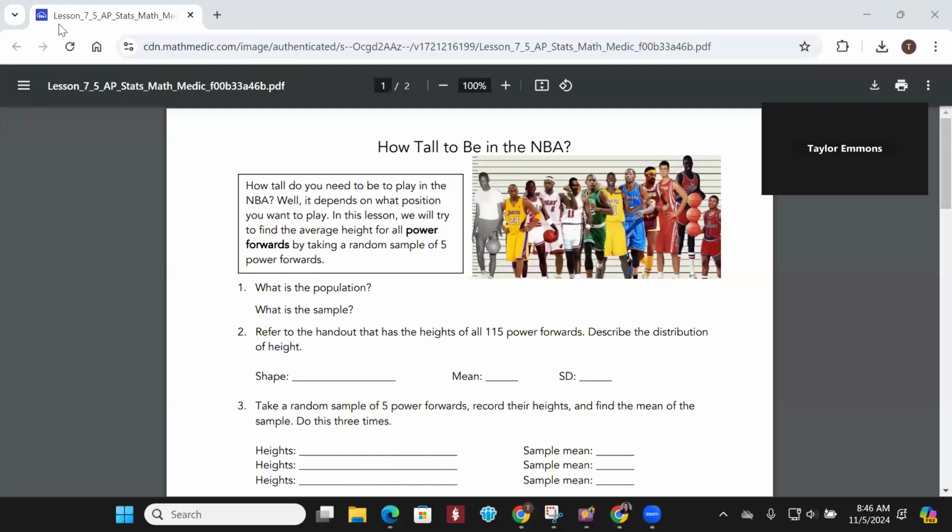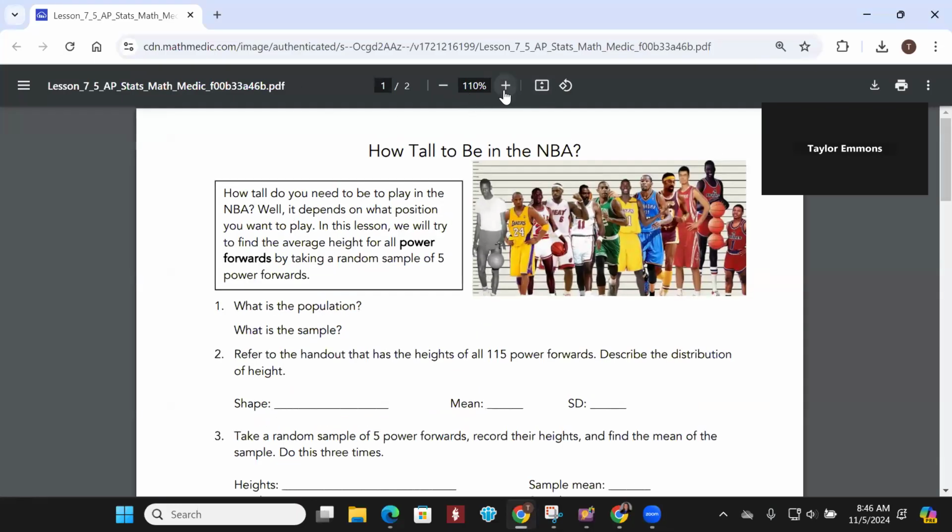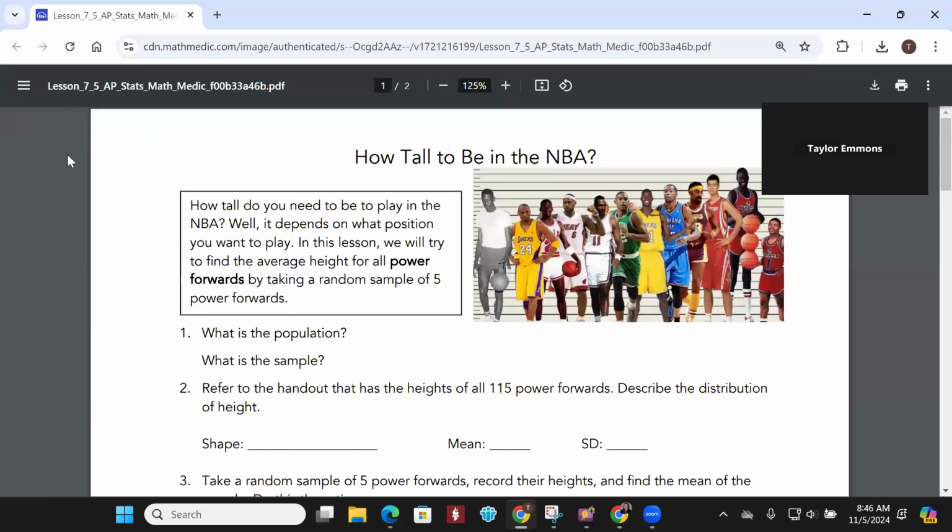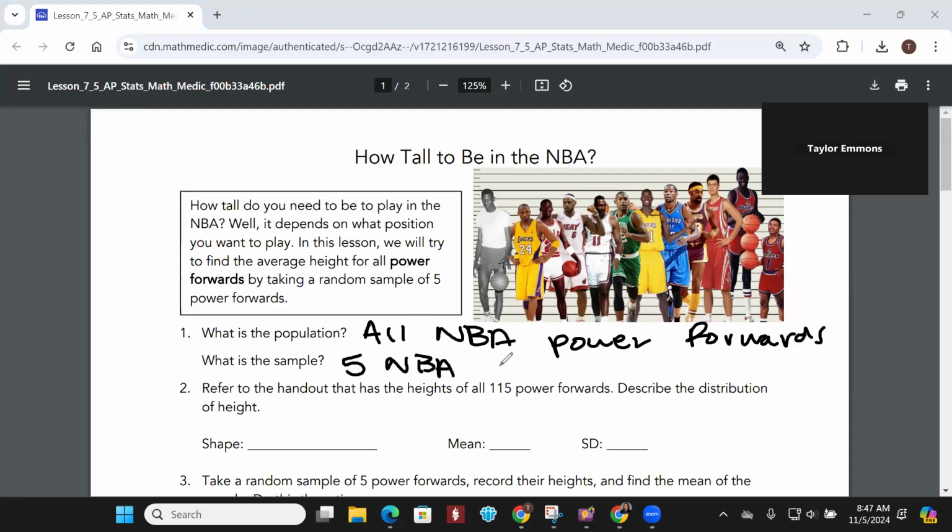So, let's do this. What is the population? Your population is going to be all NBA power forwards. And what is the sample? The sample is the 5 NBA power forwards selected. Okay, and they tell us that right there.